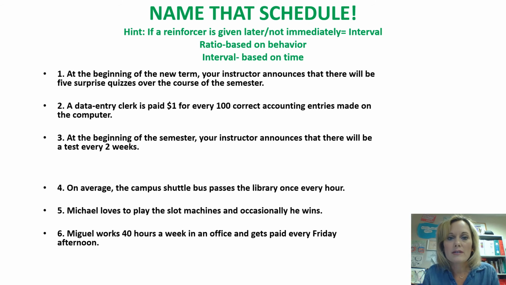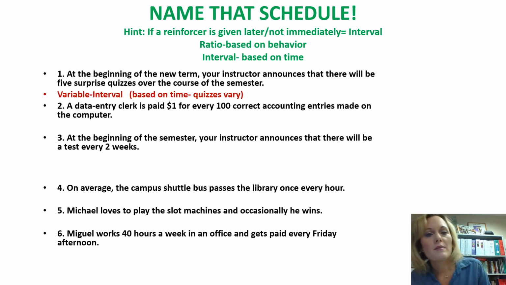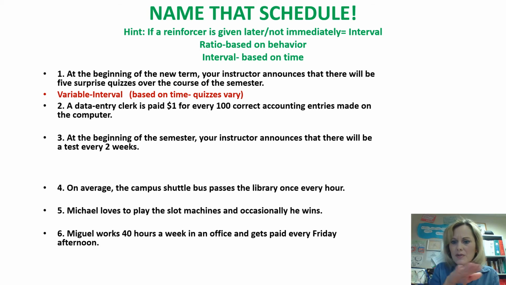Let's look at the examples here. We see that the first one, your instructor announces there'll be a surprise quiz over the course of the semester. Remember, this is based on time, and the quizzes are going to vary in terms of when you're going to give them. But in that time frame, you're getting the same amount of quizzes. You're getting 5. So it's variable interval because you're varying when the time is going to be.